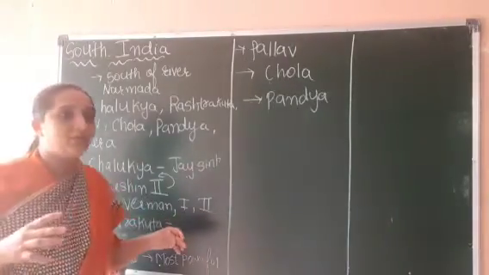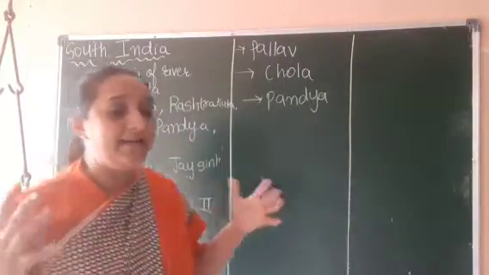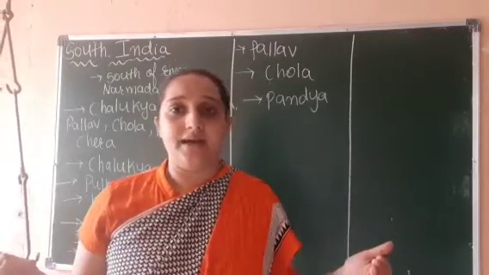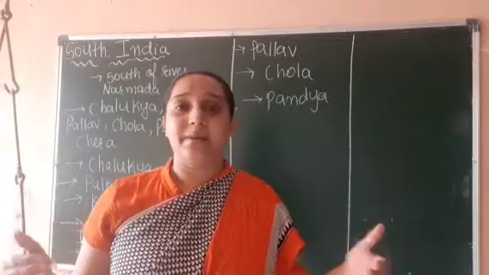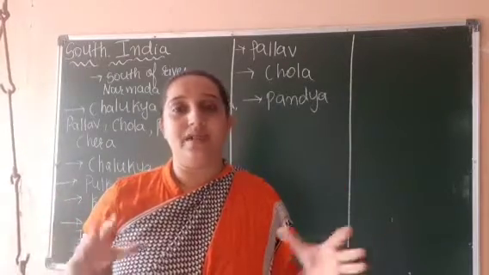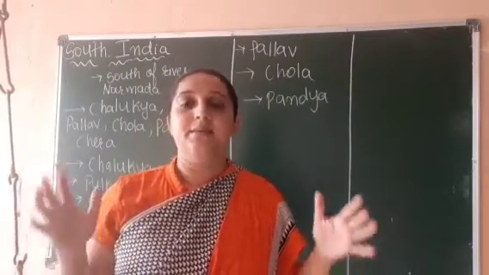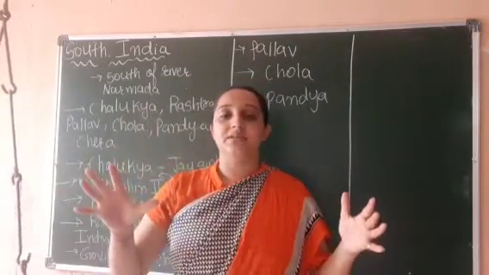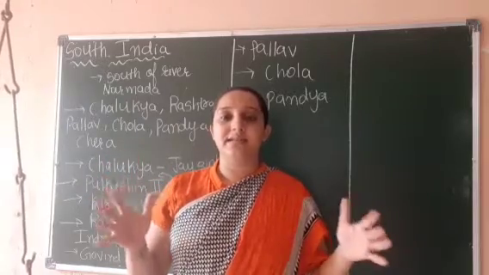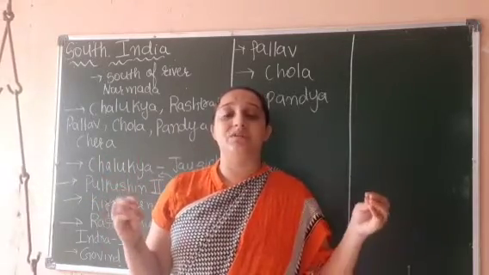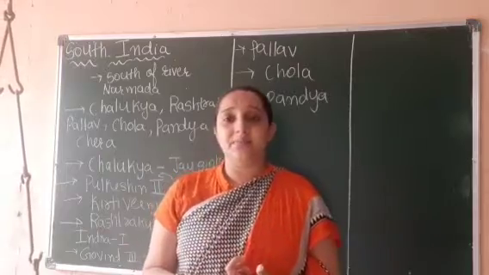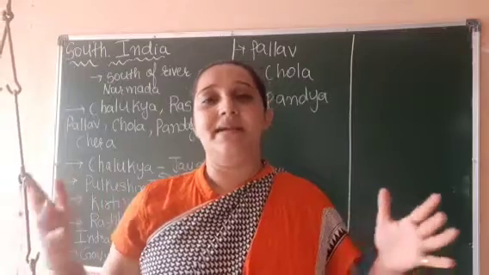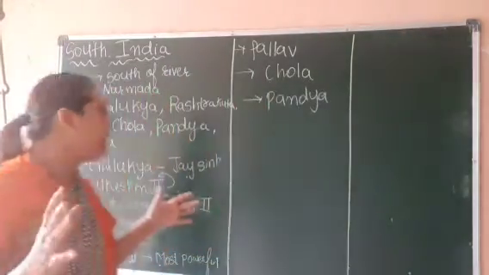Pulkeshin 2 was a very powerful king of the Chalukya dynasty, and he was a lover of art, and he made Vatapi the capital of that particular dynasty. Vatapi was the capital of that dynasty, and he changed the city and the dynasty in a very well mannered way, as he was a lover of art. He developed many caves, and he built many things for the city and for the dynasty.